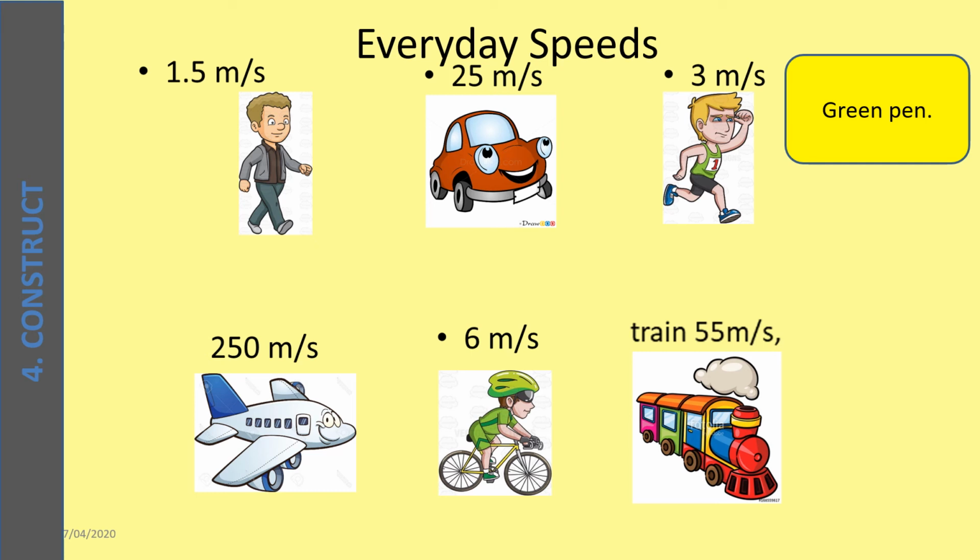A typical person walking, the speed is about 1.5 meters per second. Running is about 3 meters per second. Cycling about 6 meters per second. A car travels at about 25 meters per second. A train at about 55 meters per second, and an aeroplane flies at about 250 meters per second. And you need to be able to recall examples of these typical speeds.